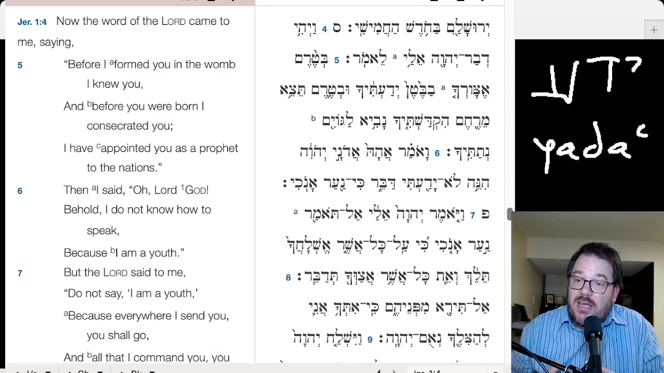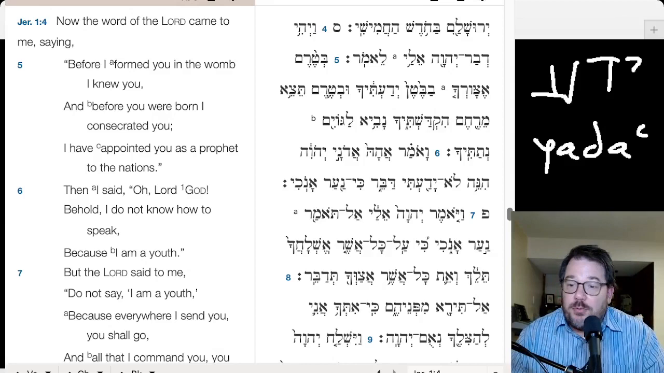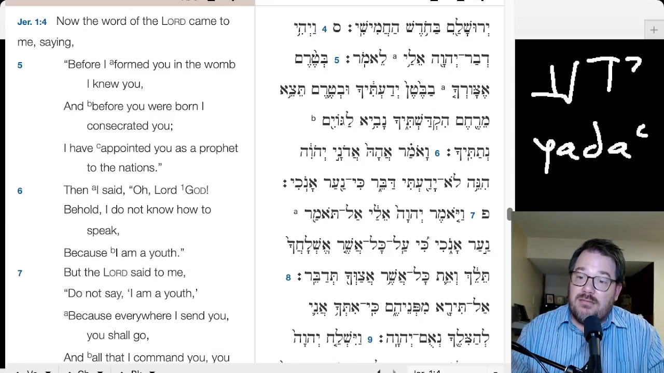I knew you. When God would say, "I know you," it's a way of expressing, like, I have a personal relationship with you. We are in a covenant relationship. That would be another word. You could look at that and see how that's used in other prophetic books as a way of characterizing this covenant relationship.